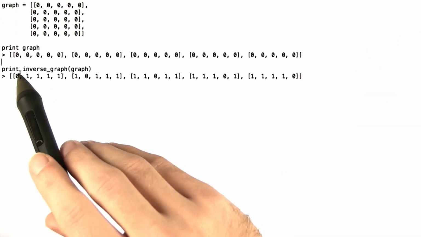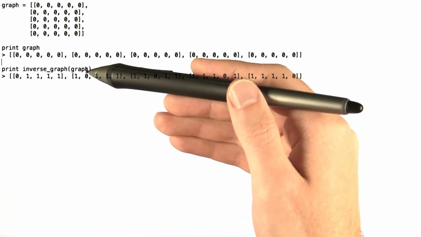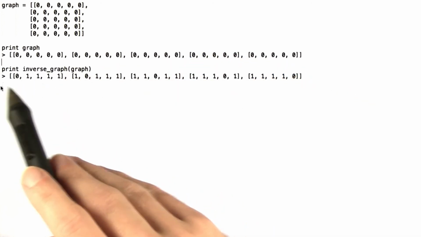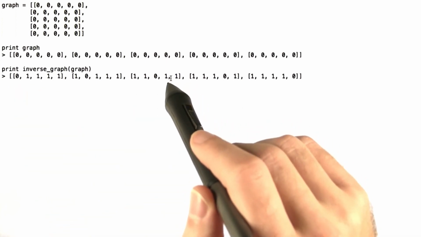So what I want you to do is write an inverse graph function such that it takes a graph, or a list of lists, and outputs a list of lists, which is the inverse of the input graph.